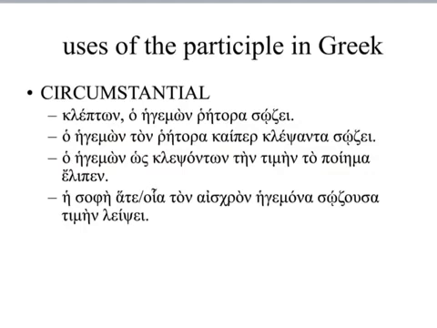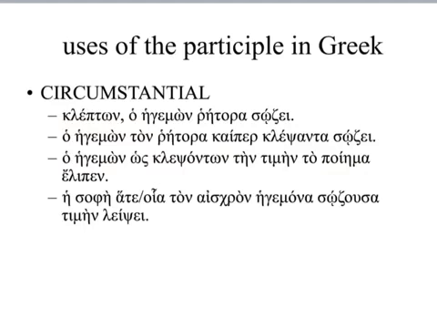So if you look at this first example, klepton ho hegemon rhetora sozde, that differs from the first sentence in the previous set, because klepton is no longer in the attributive position. It's not ho klepton hegemon, the stealing leader, but rather the leader saves the rhetora klepton while he is stealing. The leader saves the rhetor.